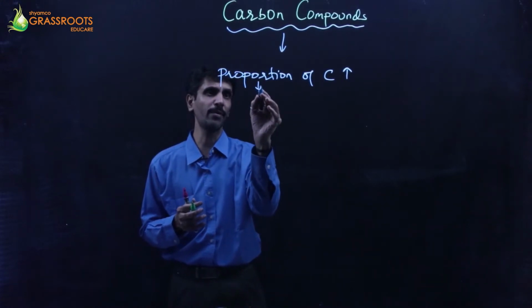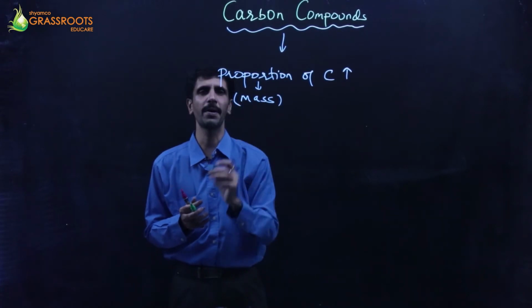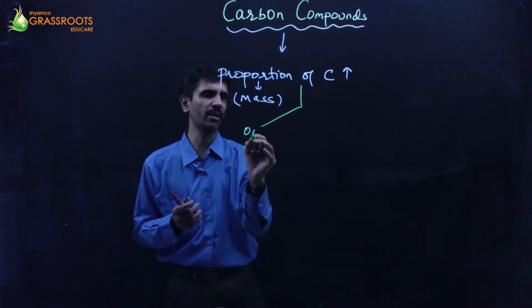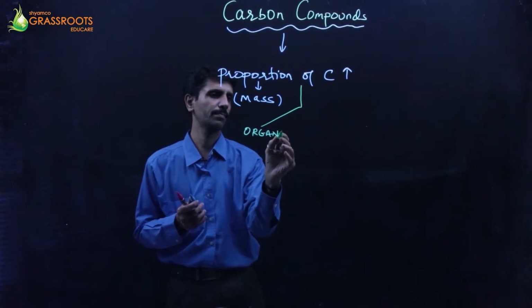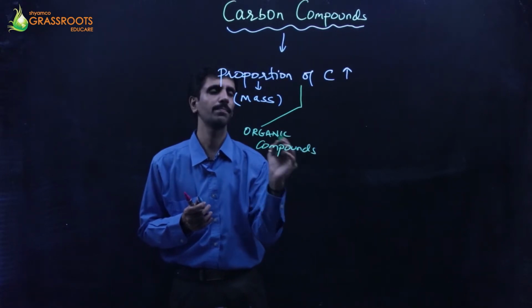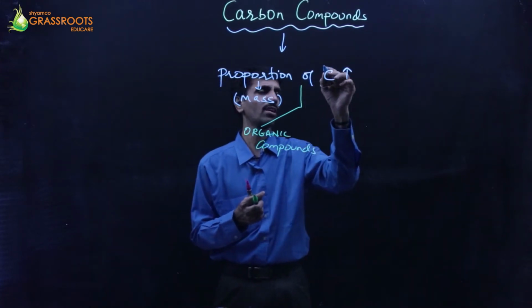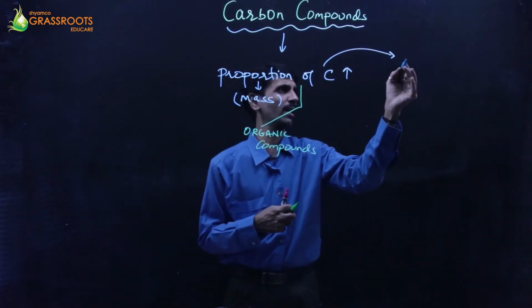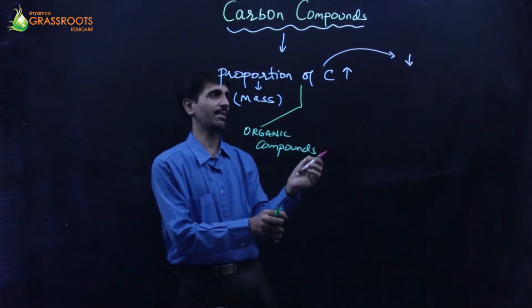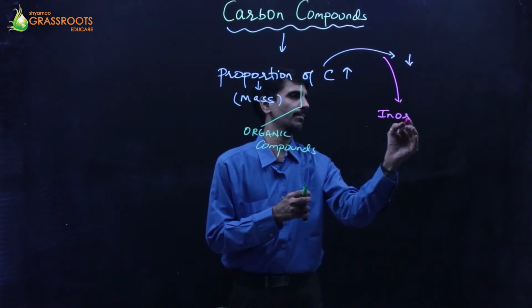And that proportion which I am talking about, that should be by means of what? Mass, not by means of number. Then I call these compounds organic compounds. And suppose if I have the other one, that is, if I say the proportion is less, then I will call these compounds inorganic compounds.